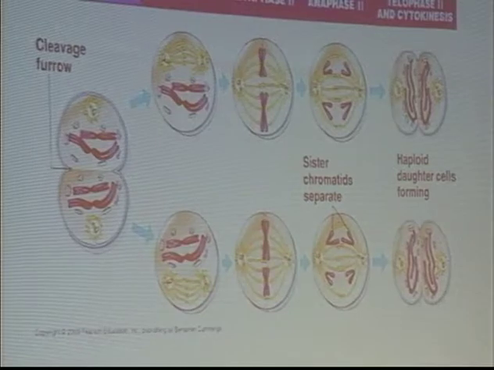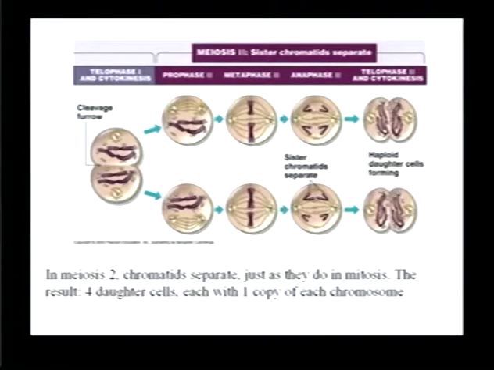Okay, so in meiosis, you do 2 divisions. In the first division, chromosomes pair, and the pairs separate. That halves the chromosome number. In the second division, the chromatids separate. Each cell still has half the original number of chromosomes, but you have 4 daughter cells as a result.